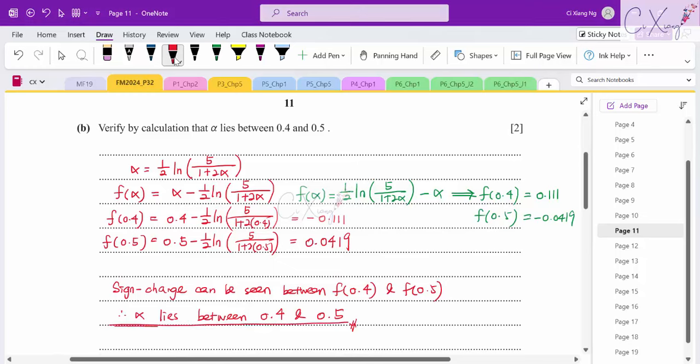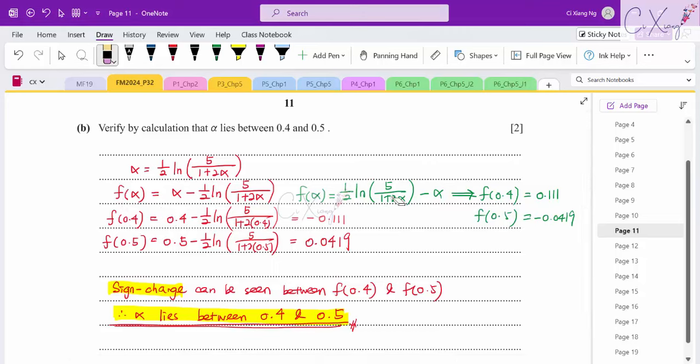So in my conclusion here, I want to emphasize the words sign change, and that makes a conclusion that alpha lies between 0.4 and also the value 0.5. So no matter you are using the red color function or green color function, basically the conclusion will be the same. You can see the sign change between these two answers. Okay, so this is how we answer part number B.